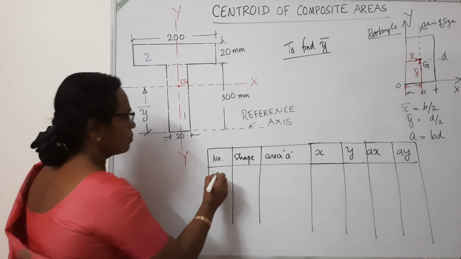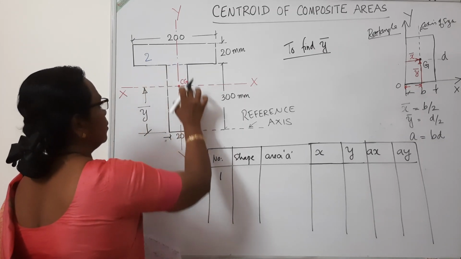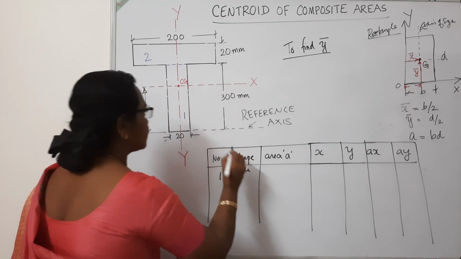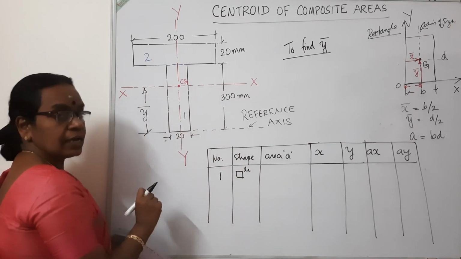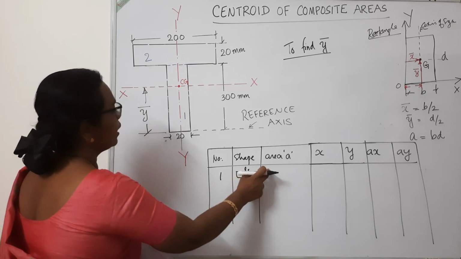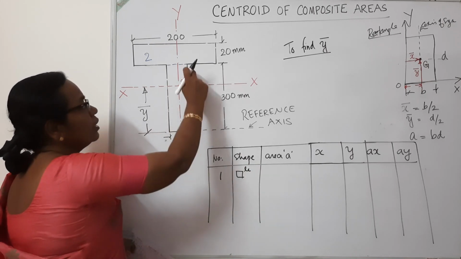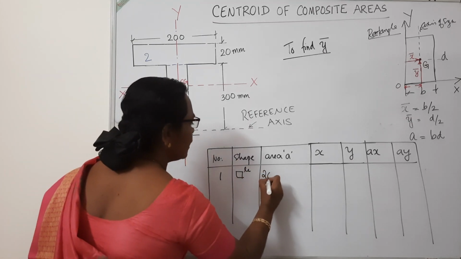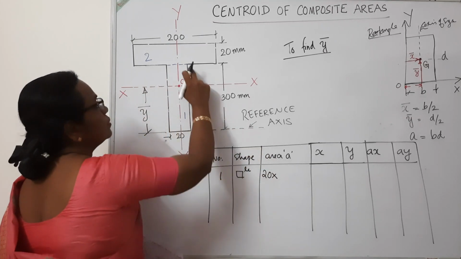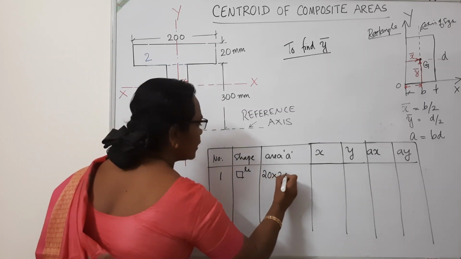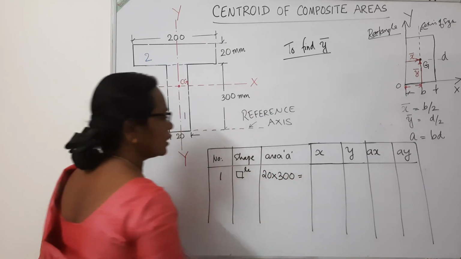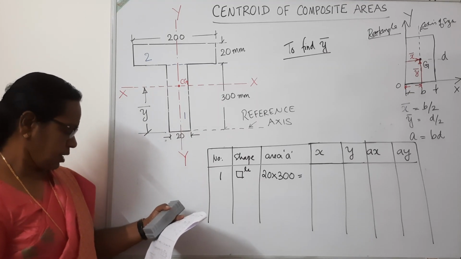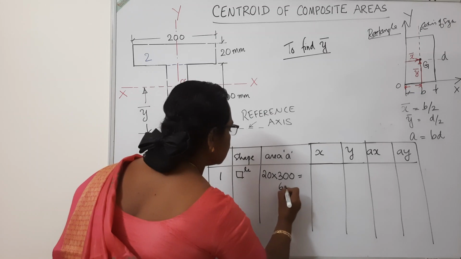First of all, I will take number 1. This shape of 1 is a rectangle. This is a rectangle, the first area. What about its area? Area is B into H, breadth into depth. What is the width? The width of it is 20, into the depth. The depth of this rectangle is 300. So 20 into 300 is the first area. Okay, it works out to 6000.